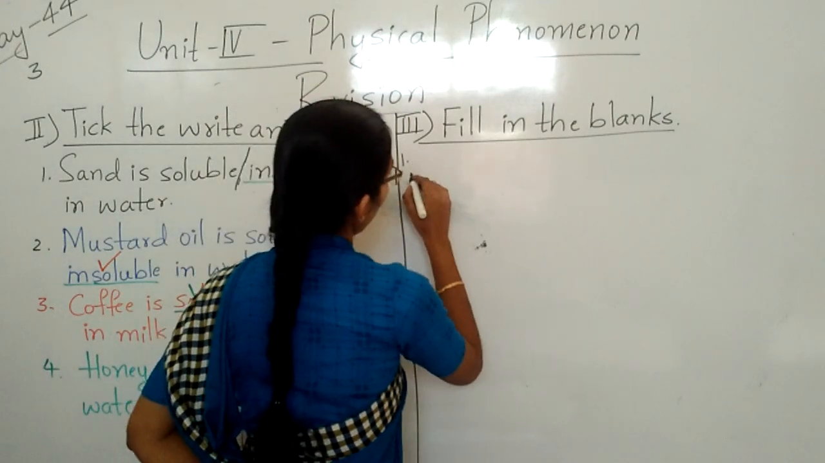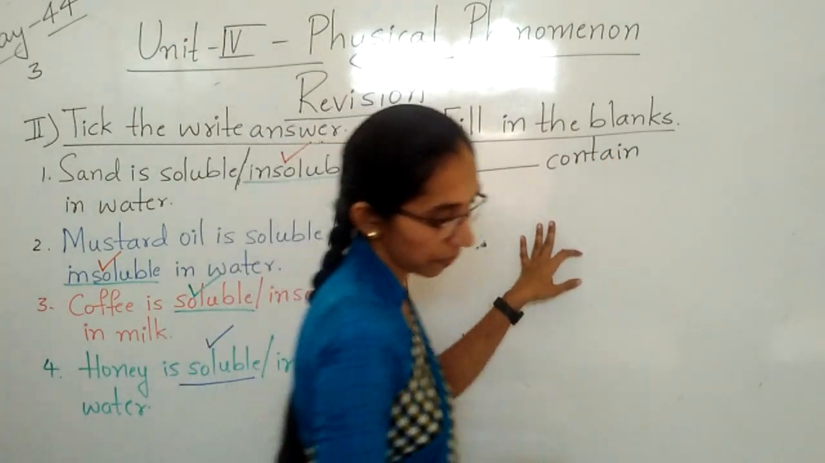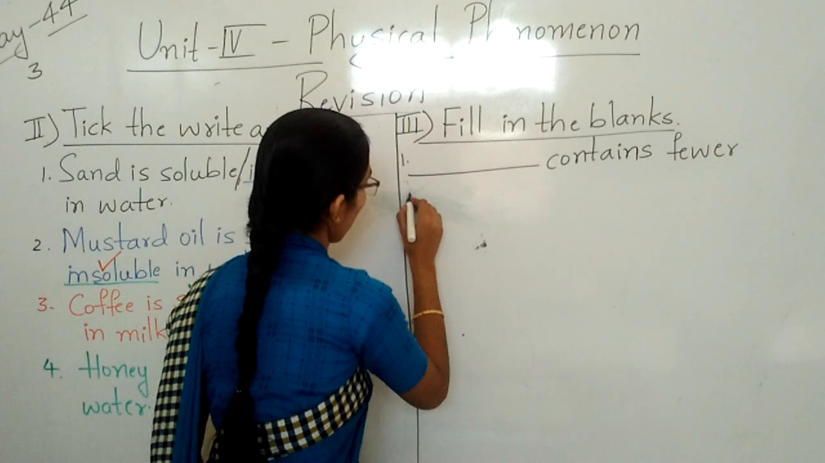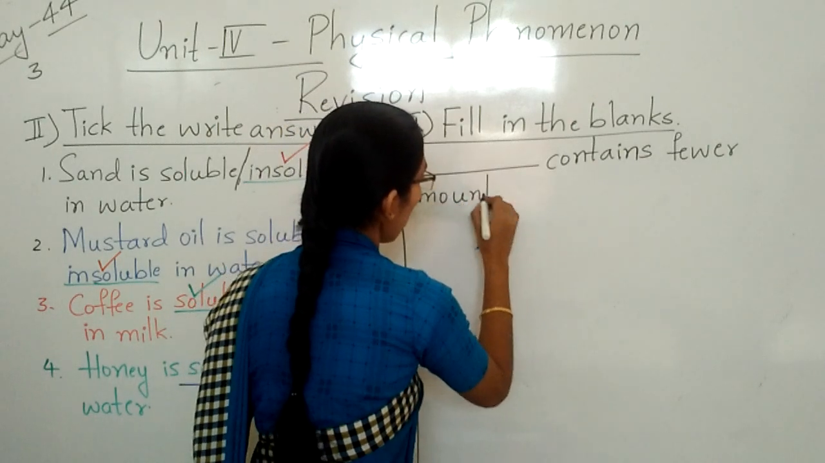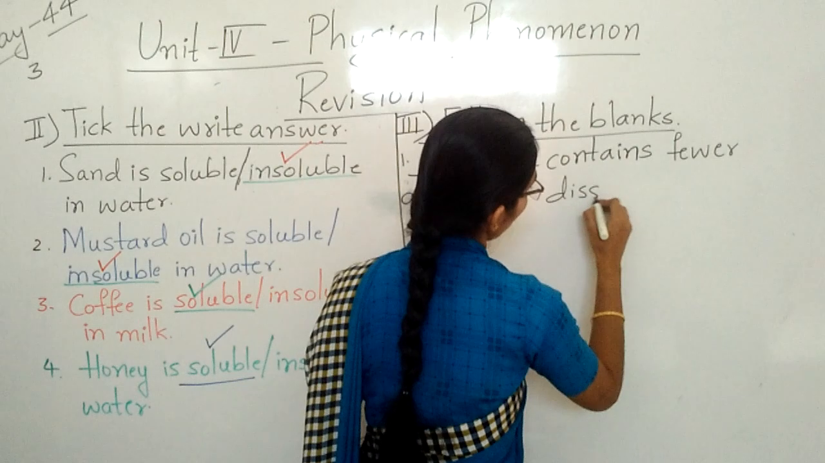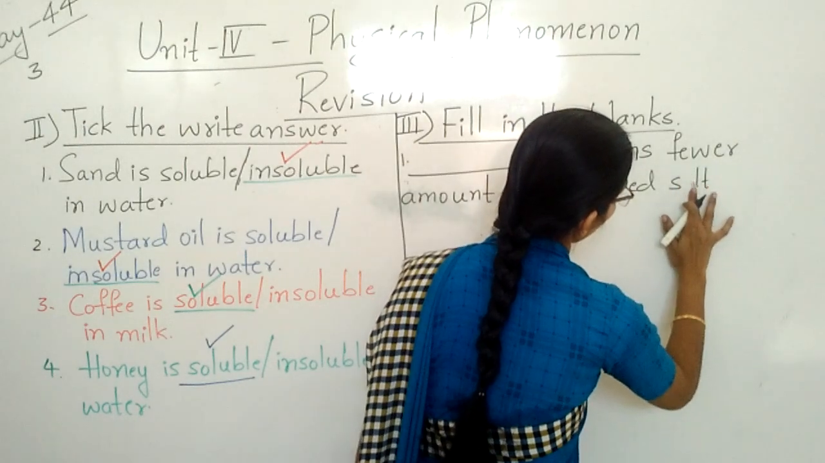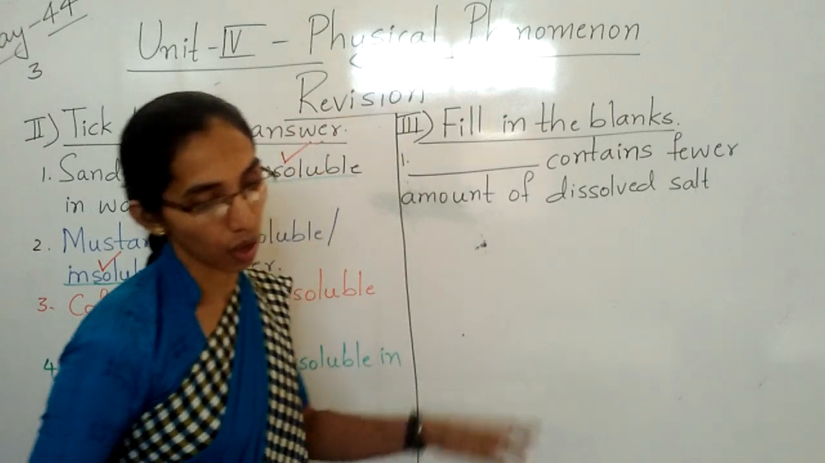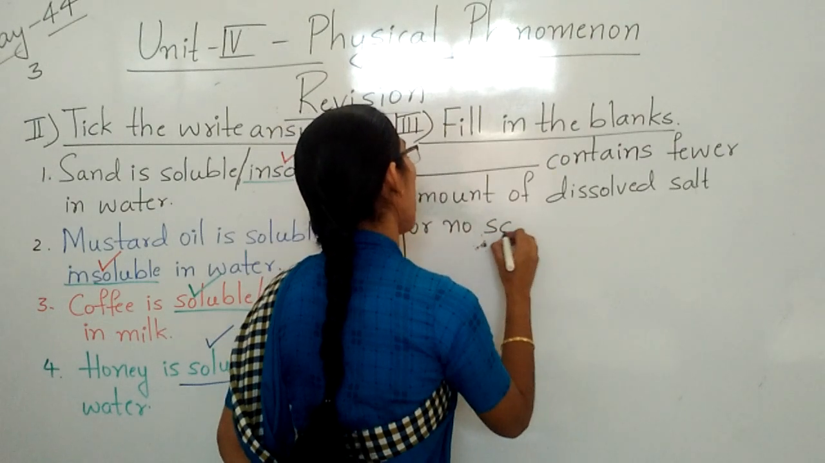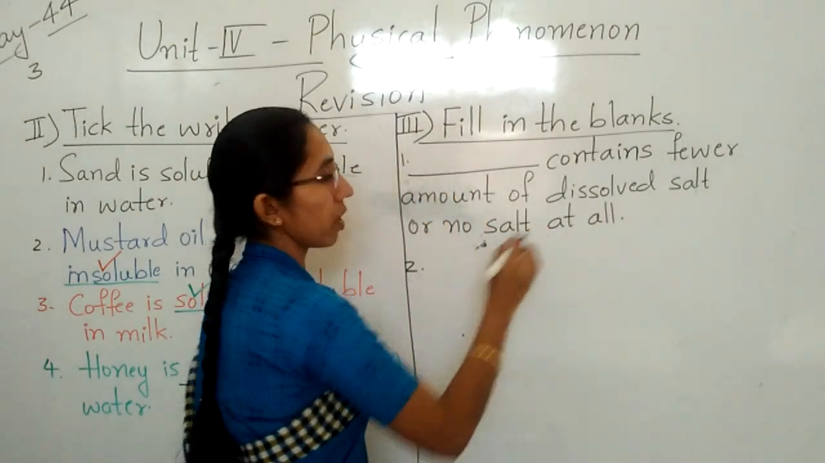First one, dash contains dash, dash contains a favored amount of dissolved salt or no salt at all. After finishing filling one blank, children, keep a line.